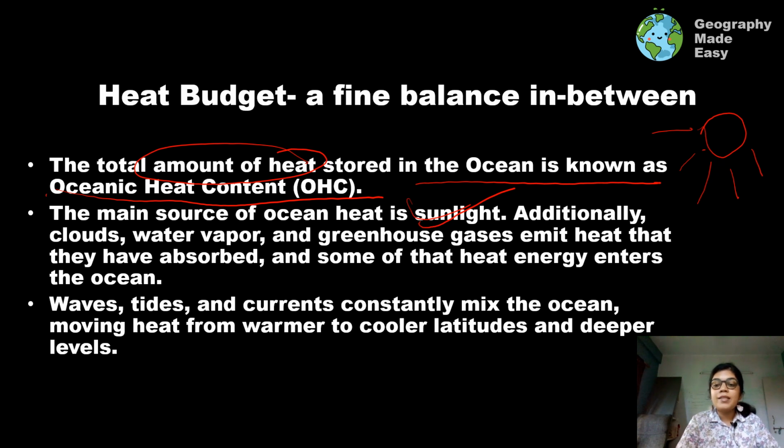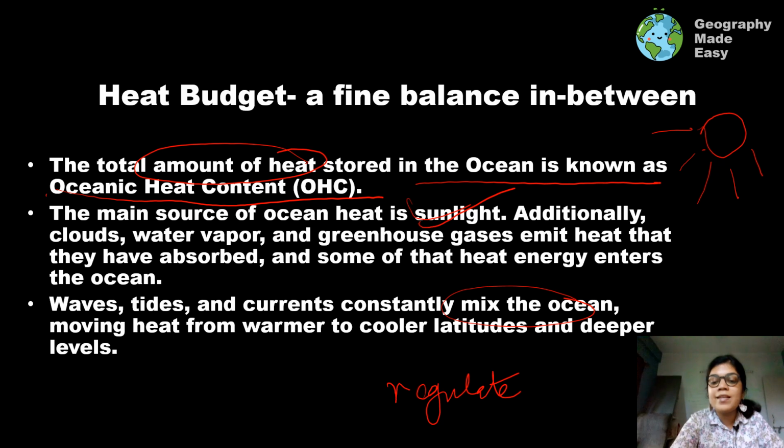Apart from that, the heat constantly gets mixed. Otherwise, it would have been homogeneous. We would have had very extremely hot seas near the equator, and very cold seas near the poles. But this doesn't happen because life would not have survived if there were not an intermingling or exchange of hot and cold to regulate the earth. So, Earth's regulatory mechanism plays a very important role.